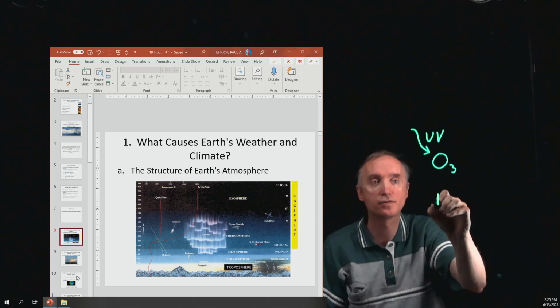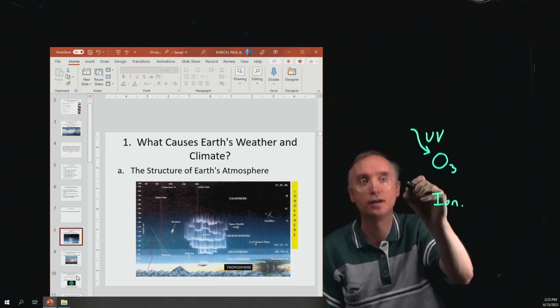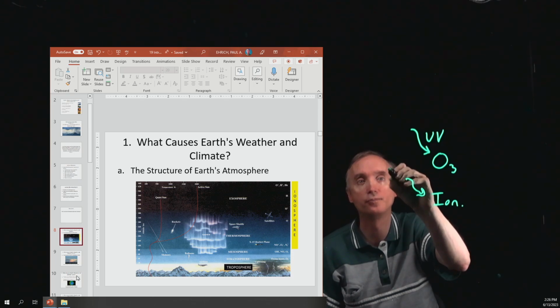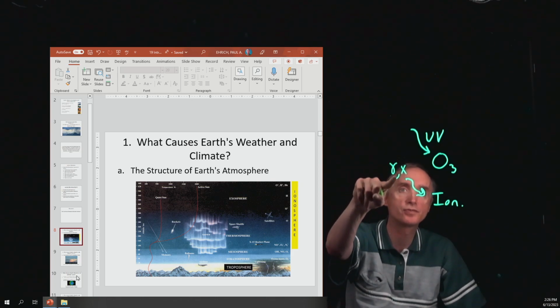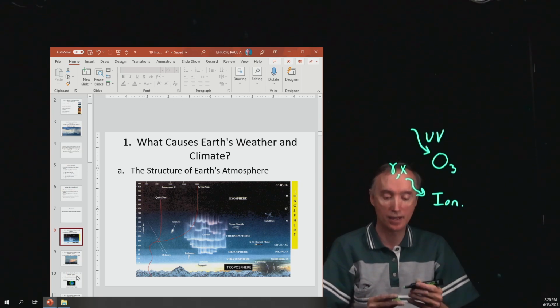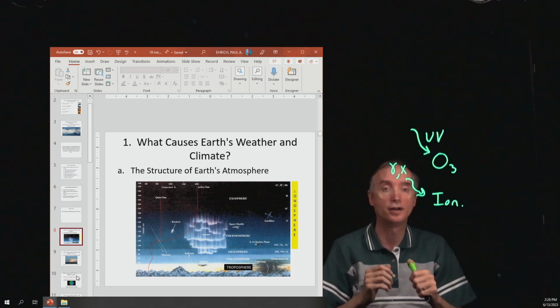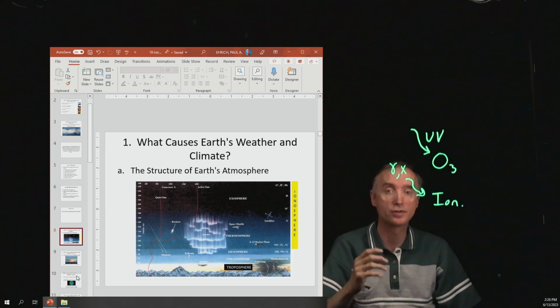In the ionosphere, it is going to be blocking the gamma radiation and X-rays. So these are, again, very dangerous forms of radiation that are going to be blocked by the ionosphere. And then as those gases are excited by this radiation, they begin to glow. And so that's where we're going to be getting the auroras from.